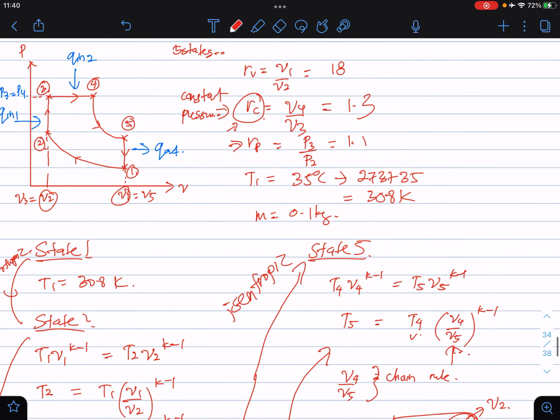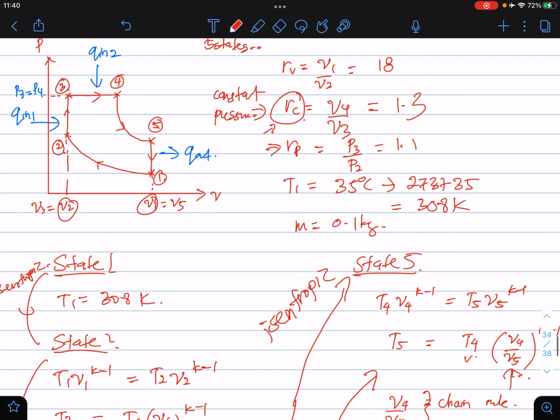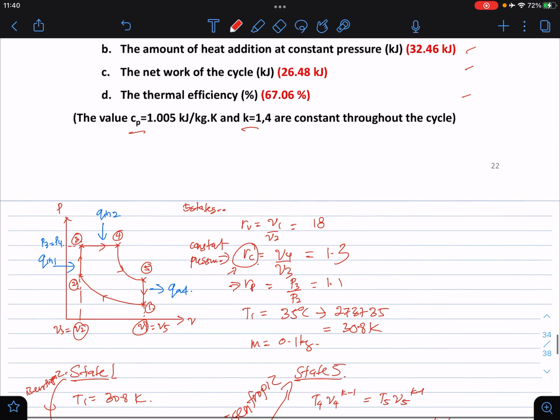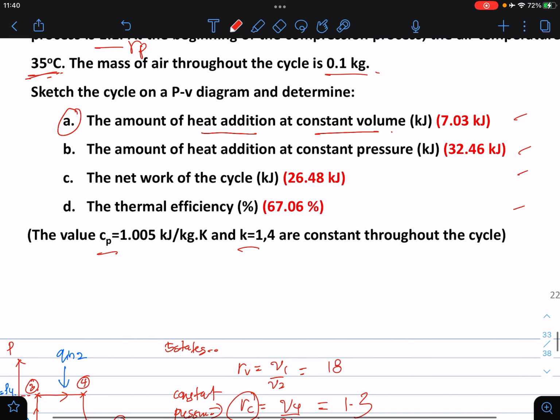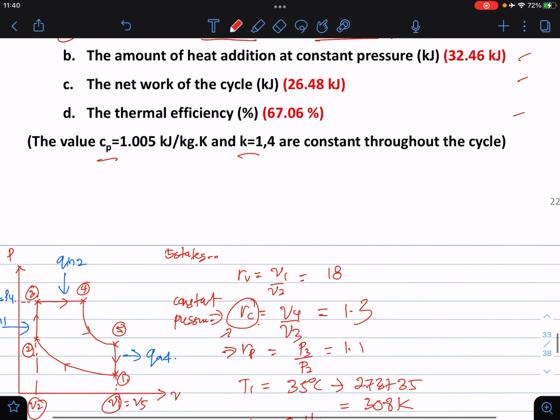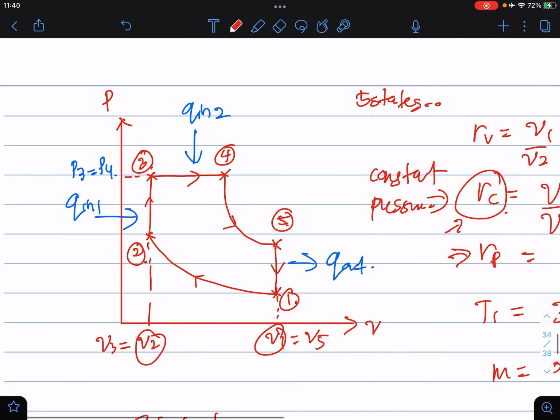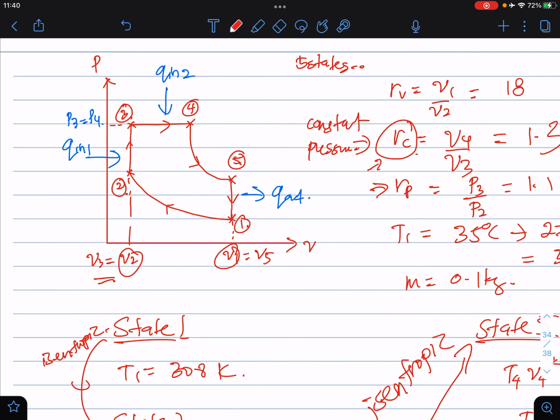So now, you need to look back at the question. What is the question asked? The first question A asking about the amount of heat addition at constant volume. So the heat addition basically have two modes, constant volume or constant pressure. So the constant volume occurred during state 2 to state 3. Okay, so you want to find Q in 1 here from 2 to 3.